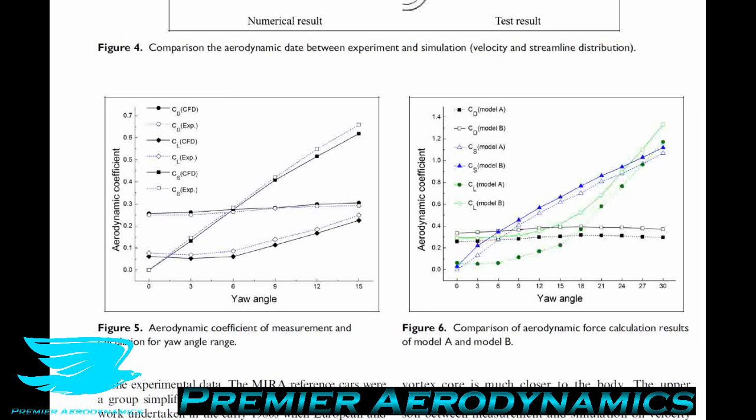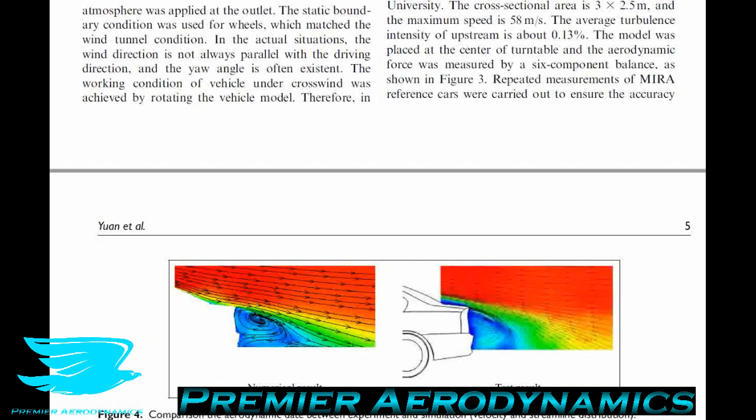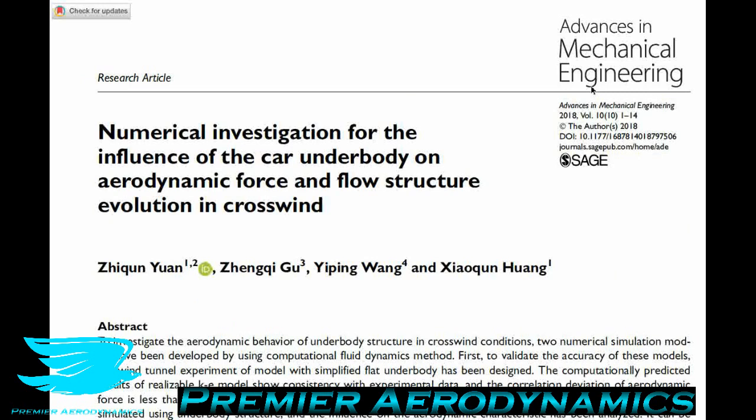And to do that, we're going to be looking at a paper called Numerical Investigation for the Influence of the Car Underbody on Aerodynamic Force and Flow Structure Evolution in Crosswinds. And this is open access, so you can find it in the link in the description.